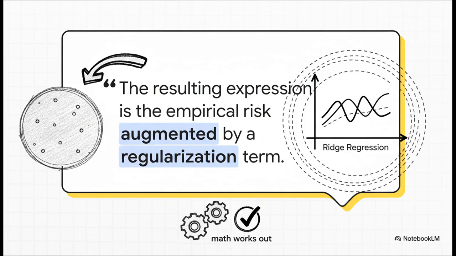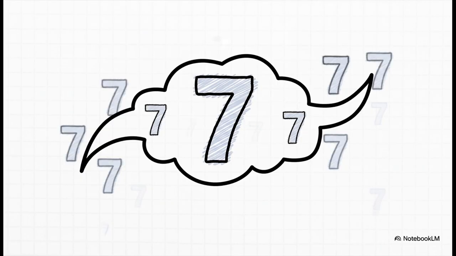And what pops out the other side is the exact formula for ridge regression. That penalty term that engineers were adding for years just because it worked wasn't just a good hack, it was an implicit way of considering the neighborhood of the data all along. Mind-blowing, right? Now, let's see how this builds.